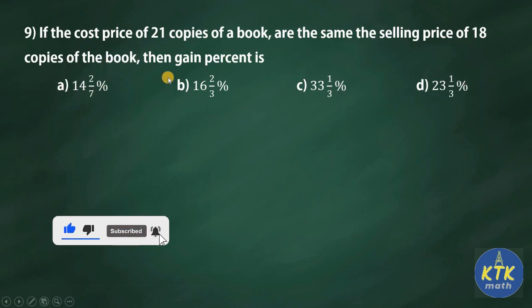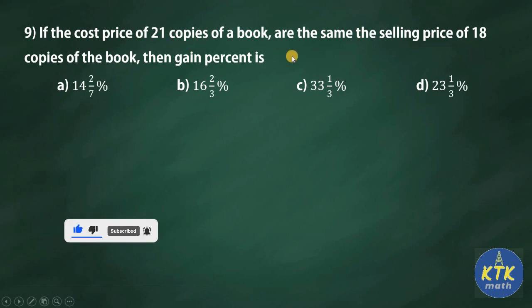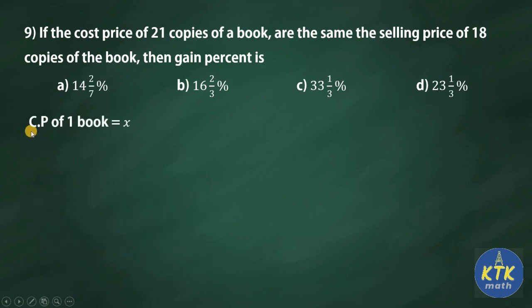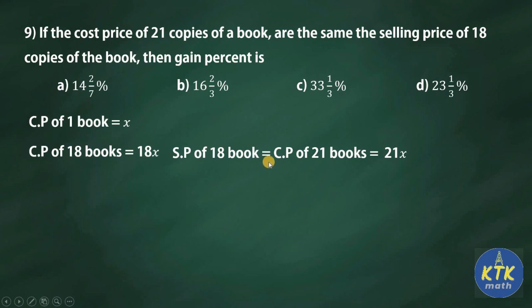So we'll start now. As usual, whenever I don't have any value, I am going to assume it as X. So I am starting with the cost price of one book. So the cost price of one book is X. Then what about the cost price of 18 books? The cost price of 18 books will be 18x, because in the question they gave the selling price of 18 copies. So the selling price of 18 copies is nothing but the cost price of 21 copies. So listen carefully, the selling price of 18 copies is equal to the cost price of 21 copies. So the cost price of 21 copies will be 21x.